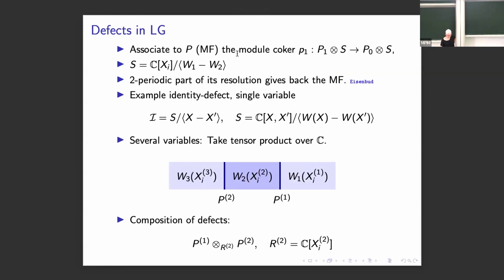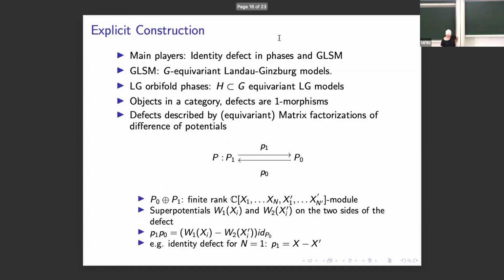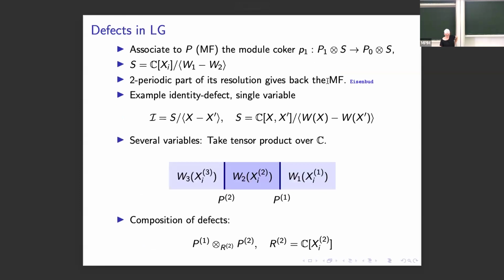Okay, then one can associate to a matrix factorization the co-kernel of this map and recover the matrix factorization from it because this thing has a two-periodic resolution, or a resolution that turns two-periodic after finitely many steps. And so we may think of the identity defect just as some ring S divided by x minus x prime, and this S is the ring of the fields divided by the difference of the superpotential.